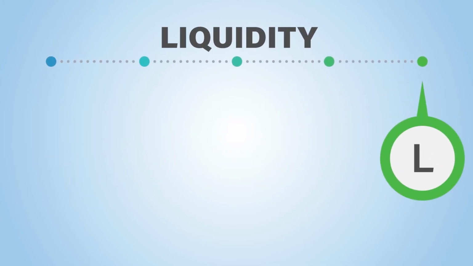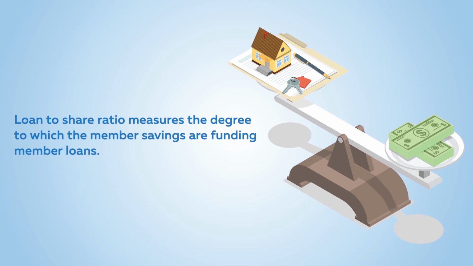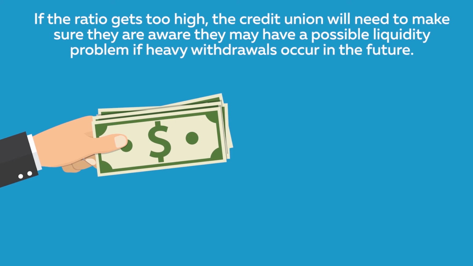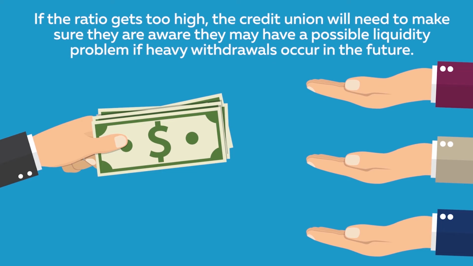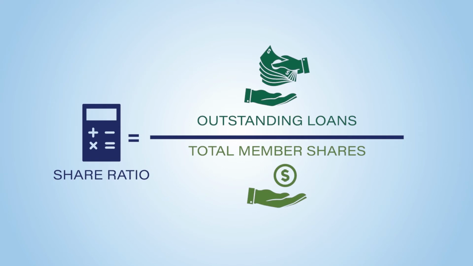Finally, we have L, which stands for liquidity. One of the key measures for liquidity is the loan-to-share ratio, and this measures the degree to which the member savings are funding member loans. If you have a high ratio, it shows the credit union has been successful in providing loans to their membership. However, if the ratio gets too high, the credit union will need to make sure they are aware that they may have a possible liquidity problem if heavy withdrawals occur in the future. On the other hand, a low ratio may result from high interest rates on loans or restrictive borrowing. The formula for this ratio is very simple: outstanding loans divided by total member shares.